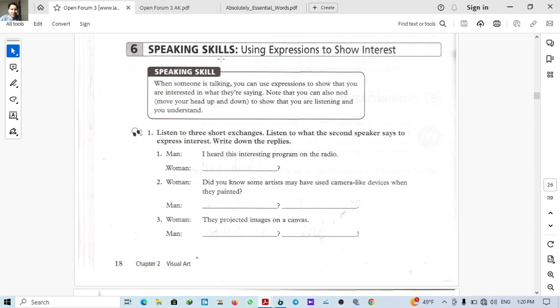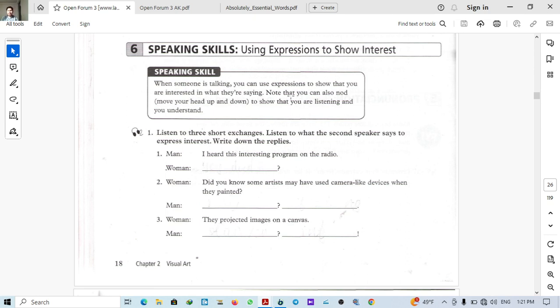Number 6, speaking skills: using expressions to show interest. Right. Sometimes you're talking with some people and the person is talking to you. But in order to show that you are interested in what the person says, it is really important, because if your friend notices that you're not interested in what he or she is talking about, probably he or she gets sad, or maybe the interaction does not go well. So that is the idea, that you have to show that you are interested.